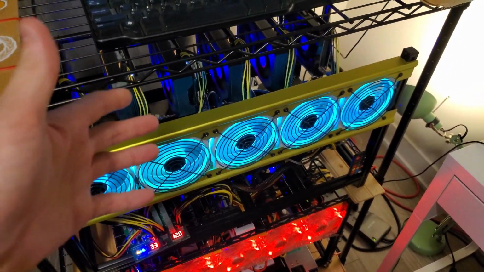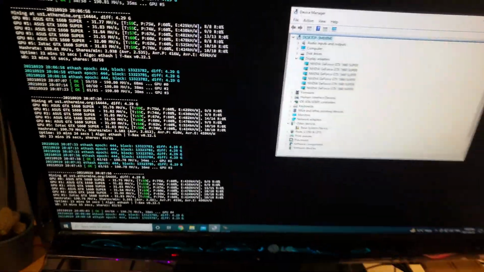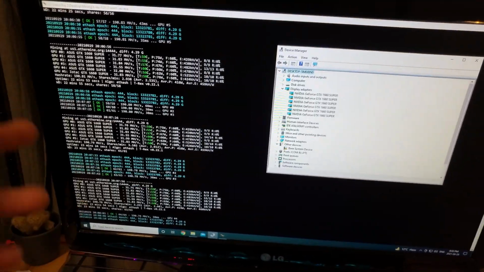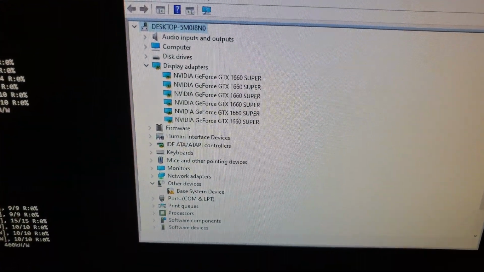When I first powered on the computer, not all of the 6 cards were detected. I could only see 5 in the Device Manager under display adapters. However, after about 30 seconds, maybe even less, the screen flickered once or twice, and all 6 of my cards were back in display adapters.